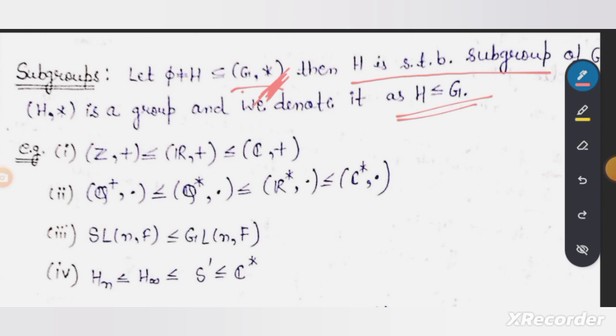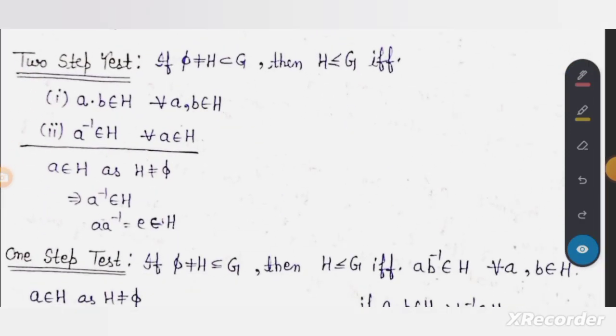For example, Z under addition is a subgroup of R under addition. R under addition is a subgroup of C under addition. So there are some examples. You can note it down.